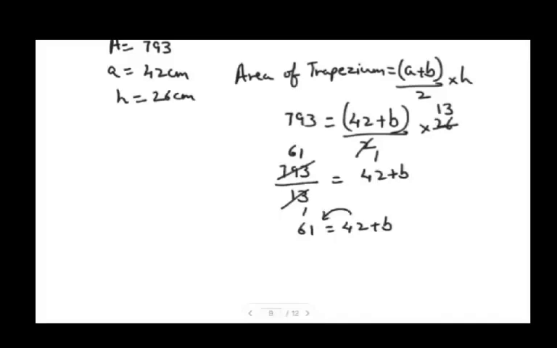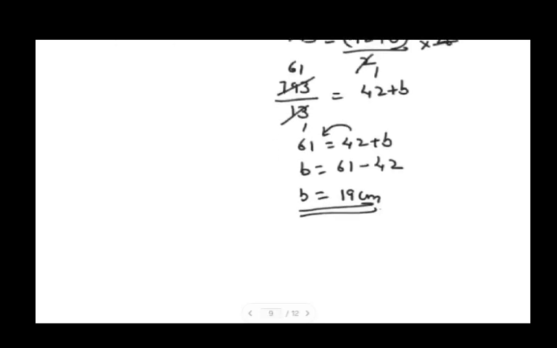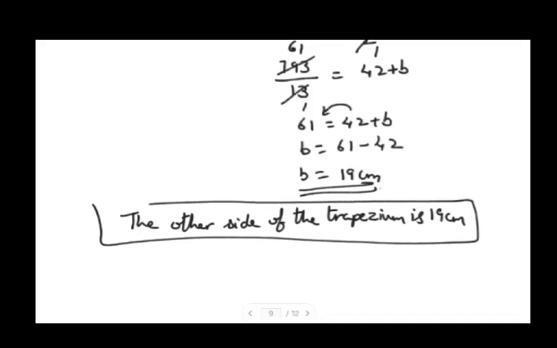If I take the 42 to the other side, what happens? It acquires a negative sign. So 61 minus 42, B is equal to 19 centimeters. Okay, children? That's the other side. So find the other side. The other side of the trapezium is 19 centimeters. Put your answer in a box.